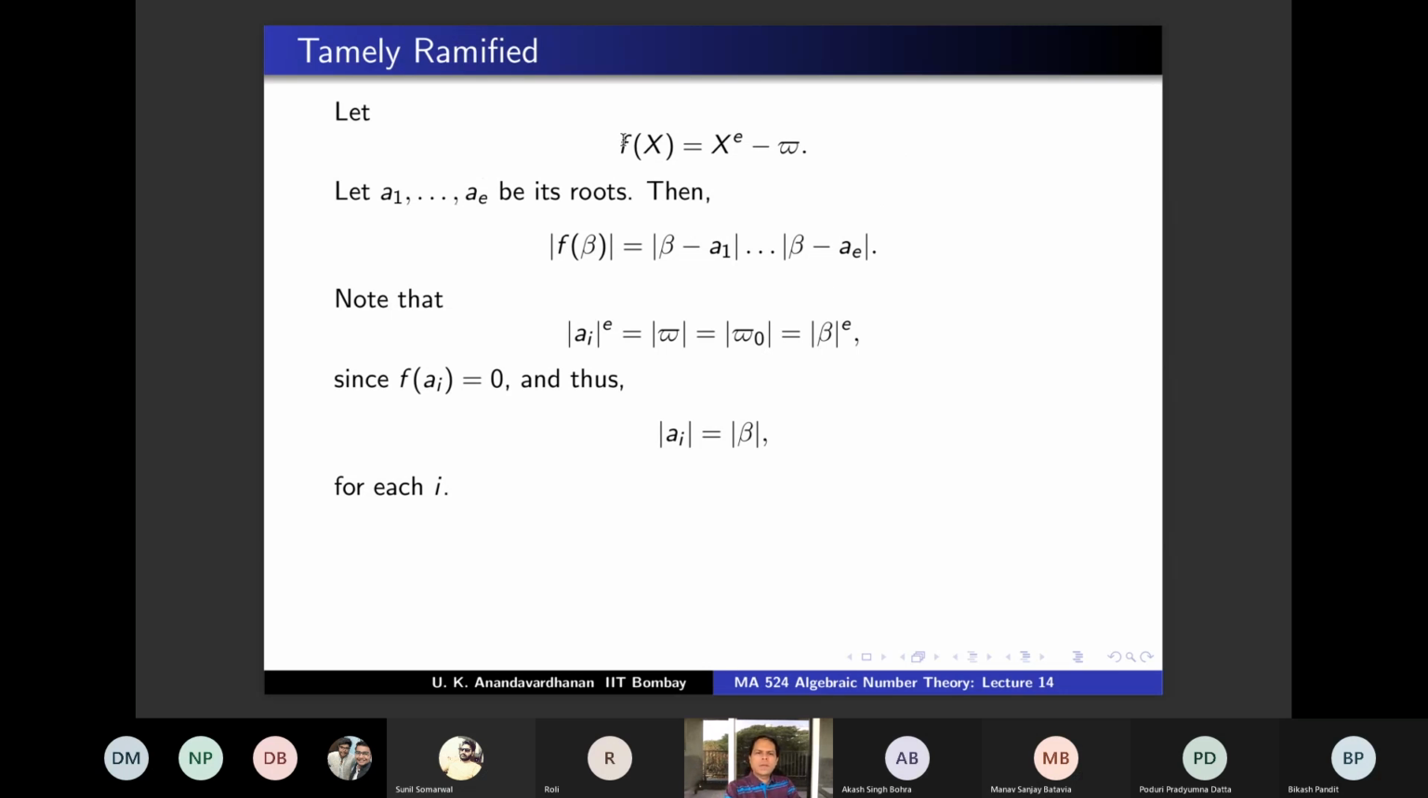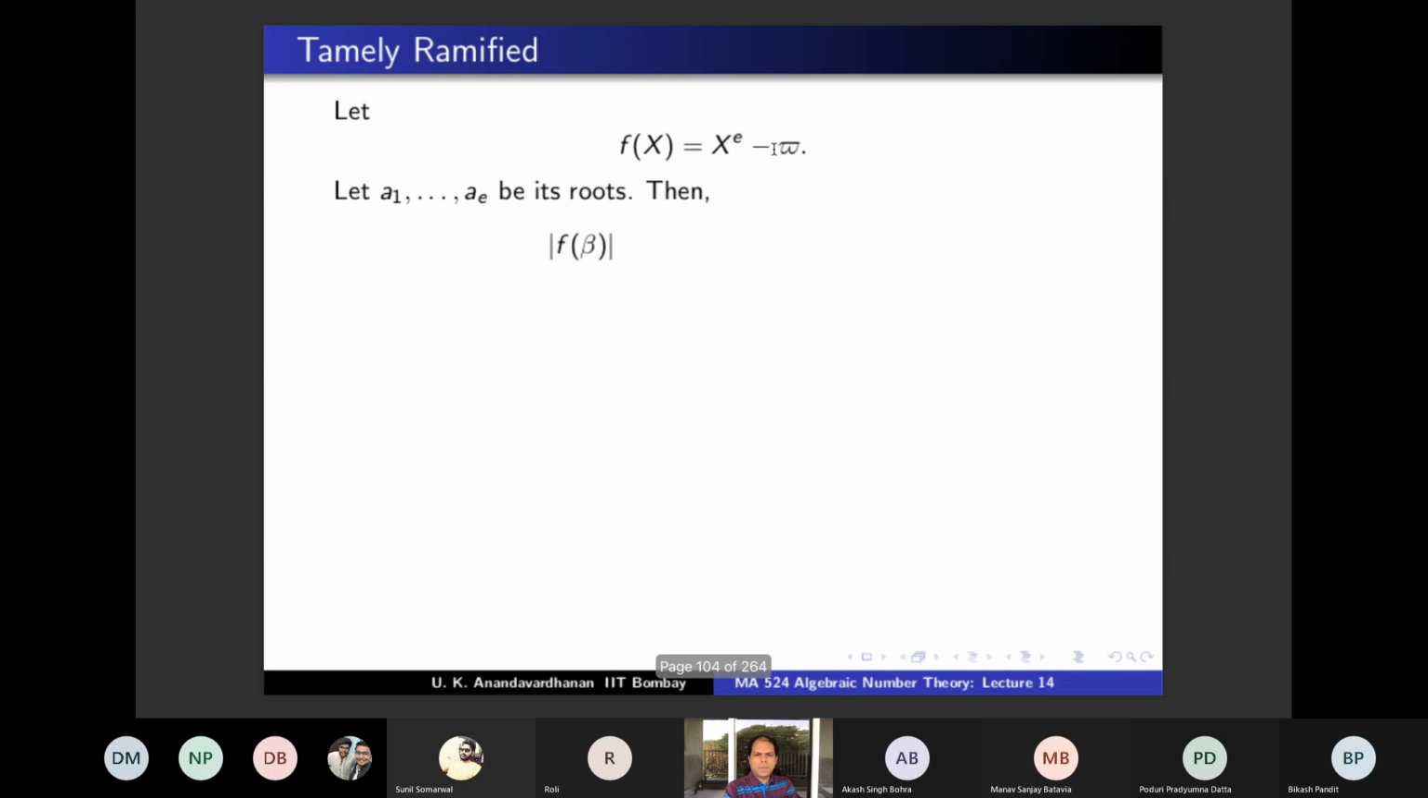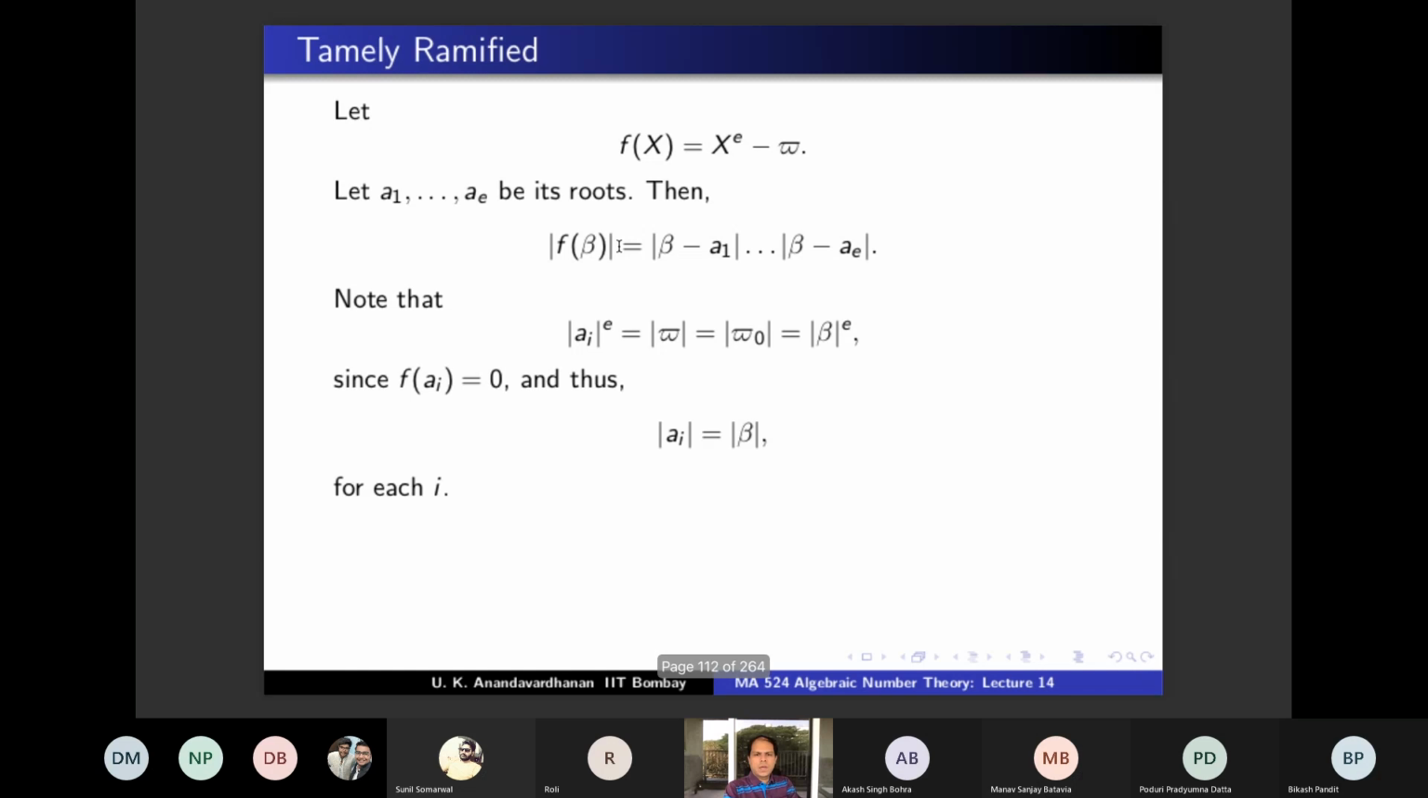Now what is f of beta? F of beta is beta power e minus pi. And what was the last slide? Beta power e minus pi is strictly less than mod pi. So this is strictly less than mod pi. Okay. On the other hand, so this you have strictly less than mod pi.